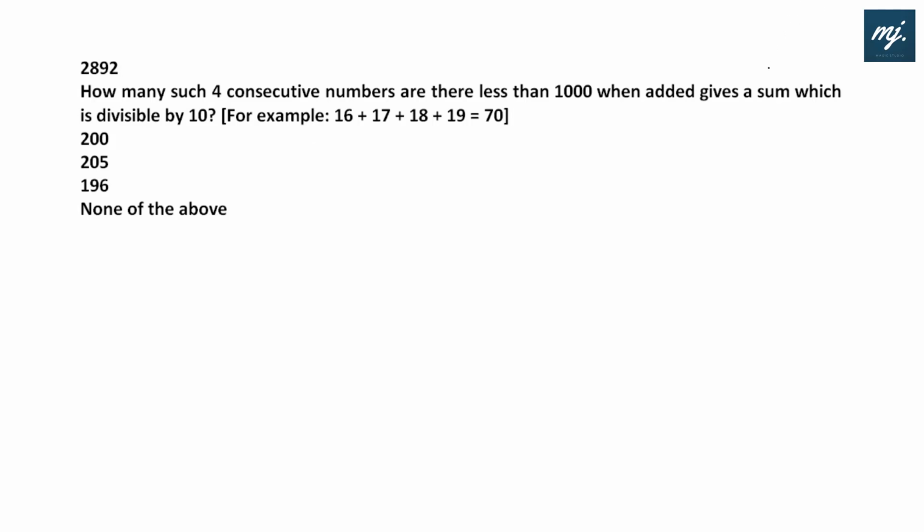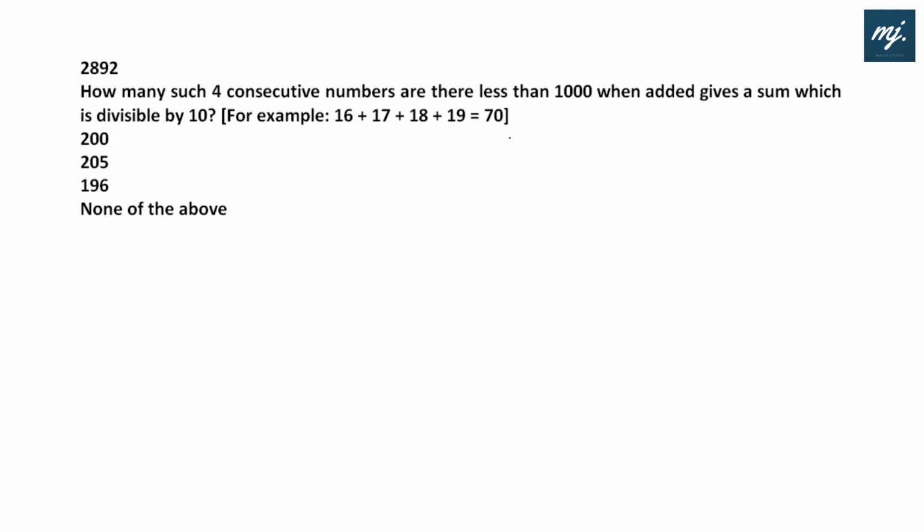As said, a session without a reasoning-based question is not a test of Ninja or Digital. We'll always end up getting these kinds of questions where reasoning plays an important part. How many such 4 consecutive numbers are there less than 1000 which when added give a sum divisible by 10? An example is given: 16 plus 17 plus 18 plus 19 is 70, which is divisible by 10.